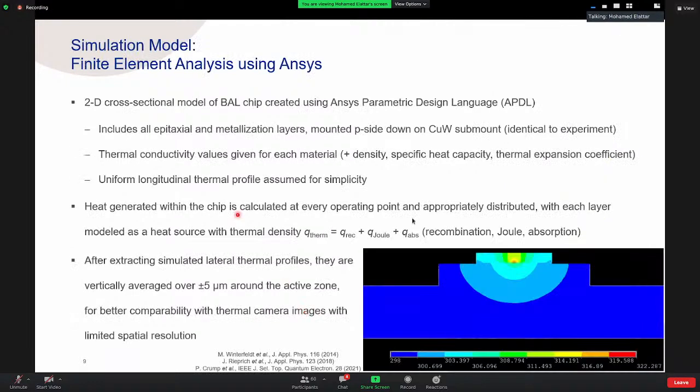Okay, so we thus created a simulation model using ANSYS parametric design language to carry out finite element analysis. We create a two-dimensional cross-sectional model of the broad area laser chip, which includes all epitaxial and metallization layers, where the chip is mounted P-side down on a copper tungsten submount, identical to the experimental configuration.